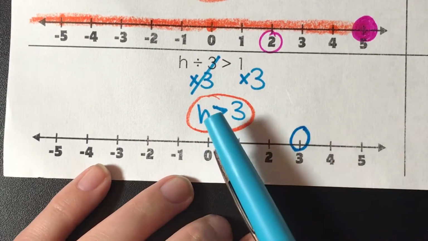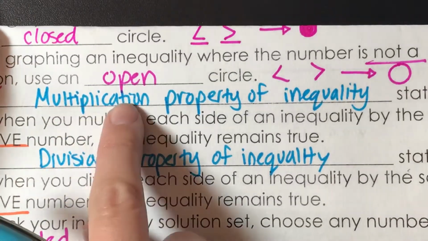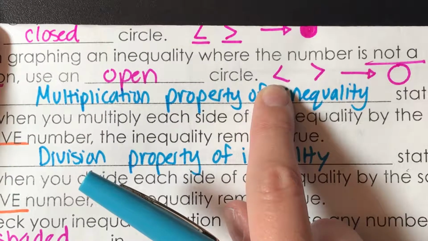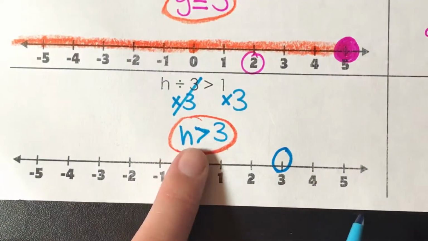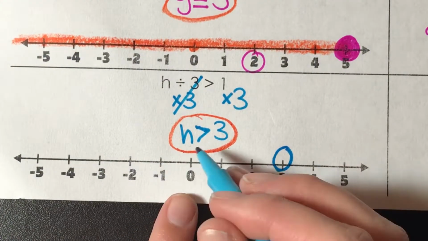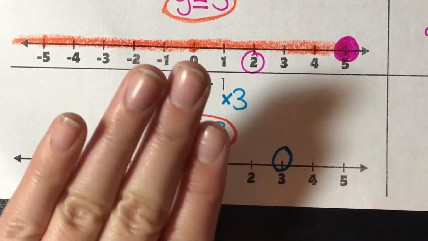Now I'm going to check to see if I use an open or closed circle. Oh, well, it says right here, it's going to be open if it's just less than or greater than. So in this case, it doesn't have the equal sign line underneath, so that circle is going to stay open.